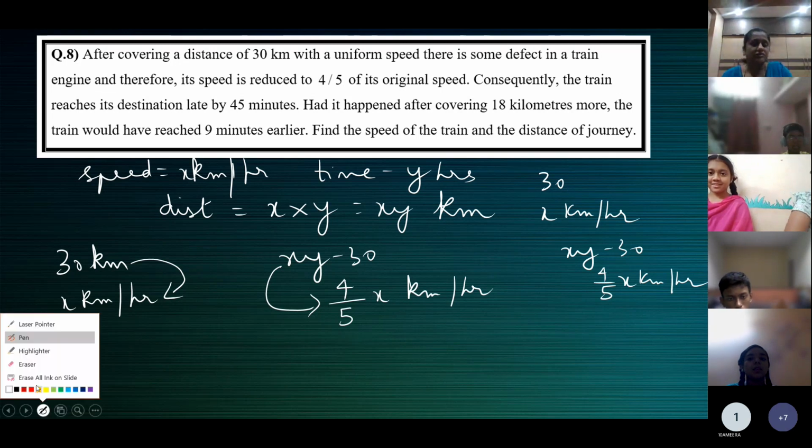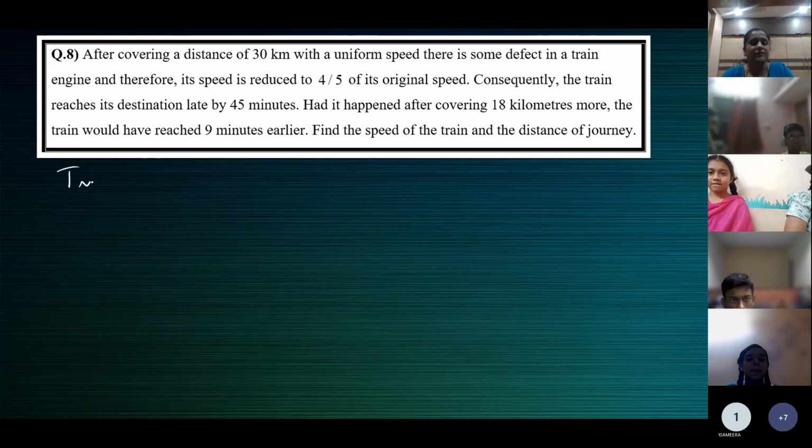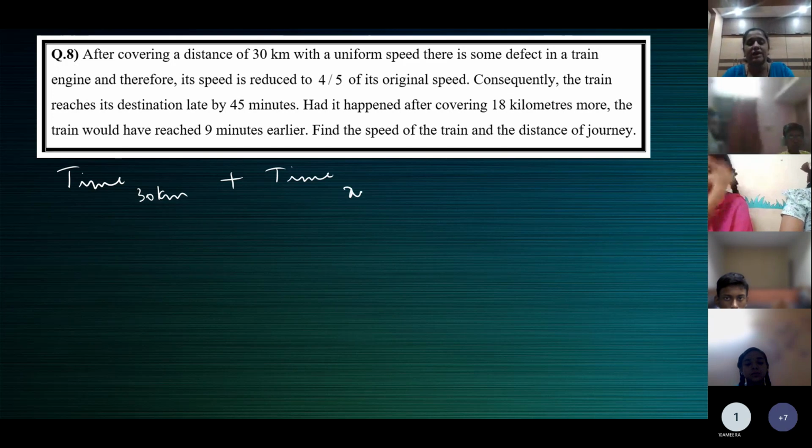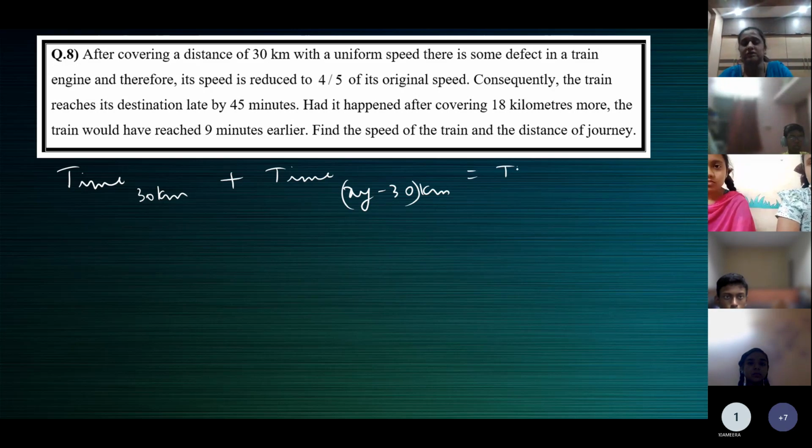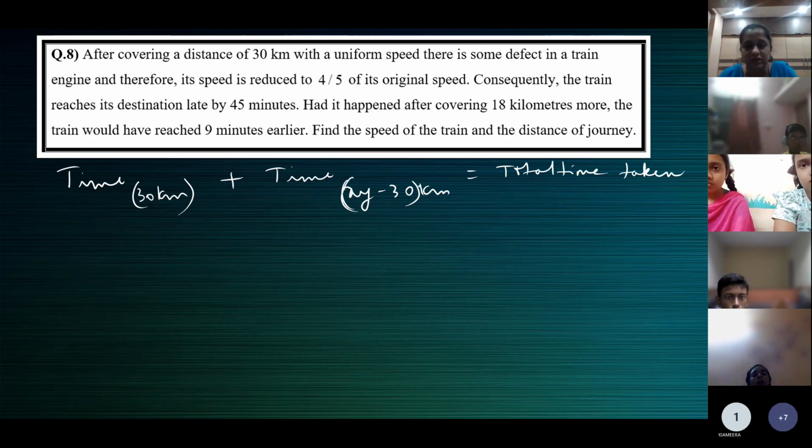The equation is: time taken to cover the first 30 kilometers plus the time taken to cover the remaining xy minus 30 kilometers is equal to the total time taken.